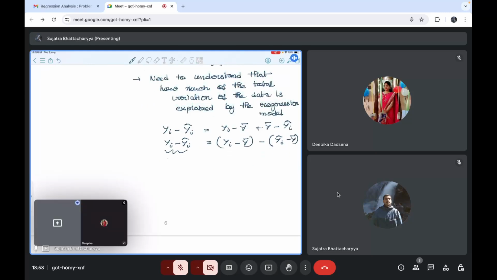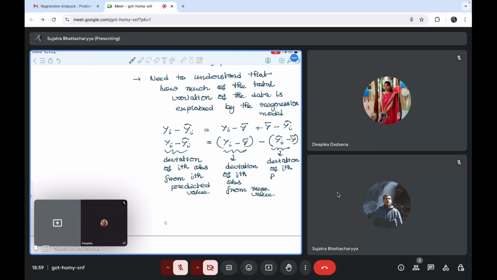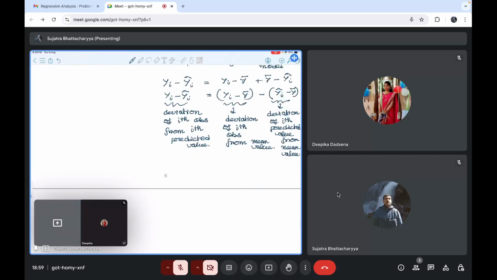Finally, you can see that this is nothing but the deviation of some ith observation, because yi is the observation, from the ith regression model value or predicted value. Okay, this is the deviation of the ith observation from the mean value, and the last is the deviation of the ith predicted value, the model value, from the mean value. Right? So it's easy to interpret. Now I will show everything.